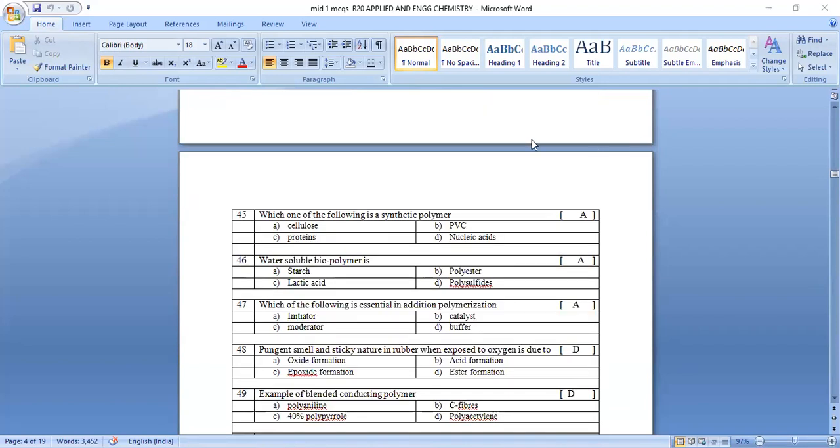Question number 45: which of the following is a synthetic rubber? The best example is PVC. Then cellulose, protein, nucleic acid, natural rubber. Water soluble biopolymer: the best example is starch.